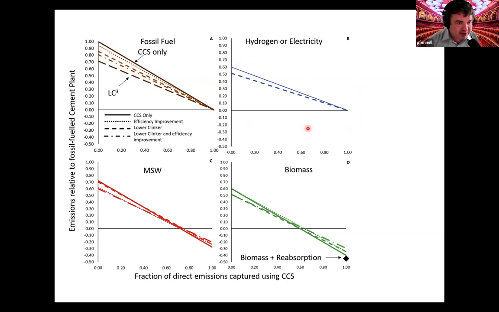The important point about this slide is that even if you use hydrogen or electricity to fire your calciner, you still have lots of emissions going on, and you have to have CCS anyway, so what's the point? The two down here are very interesting. This is firing the kiln with municipal solid waste, and this is firing a kiln with biomass.